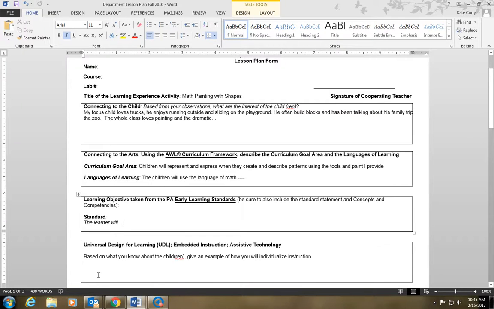Okay? The next part of your plan is just thinking about how are you going to provide for all children to learn in this activity. Do you have kids that don't have language and therefore can't answer questions? Do you have children who might have physical limitations? So you're going to think about what do you know about your children that you could write here that would indicate that your lesson will meet the needs of all of those children.